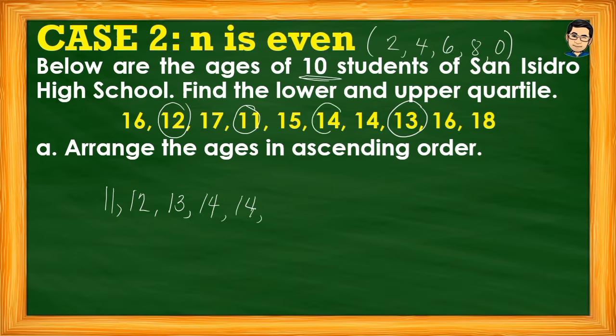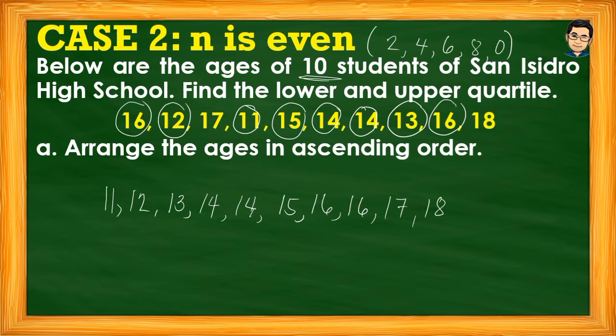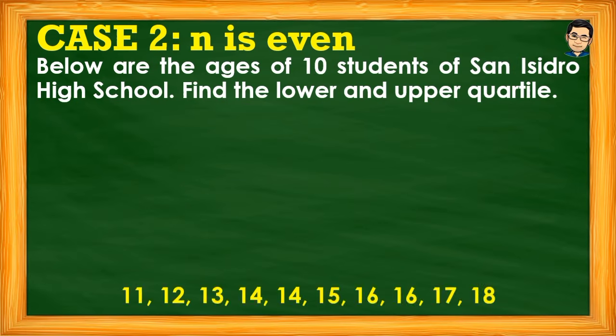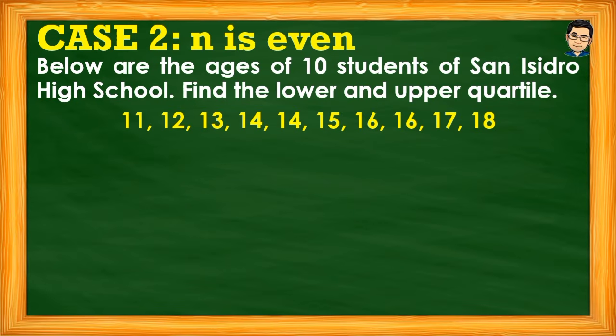So, let's circle. And then after that, we have 15. And then, we have two 16s. Next, 17, and then 18. So, our N here is 10. Okay, so the number of students is 10. Now, there, our arranged ages from earlier are written.